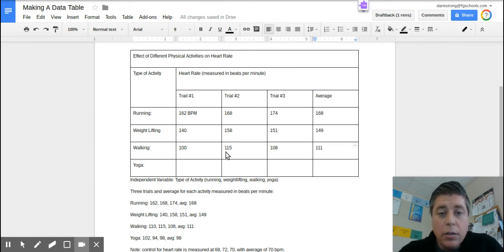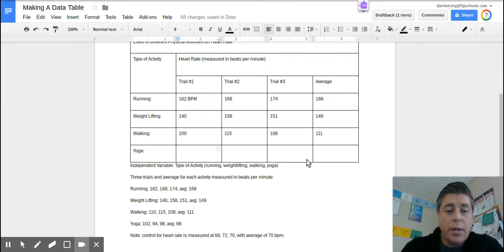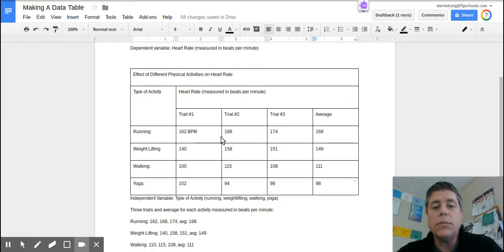Okay. And yoga was the last one, so let me plug these numbers in right here. I had 102, 94, and 98, and that gave me an average of 98. Okay. Now, this table looks good, but it's not perfect. So then we got to come up and do some organizational things.